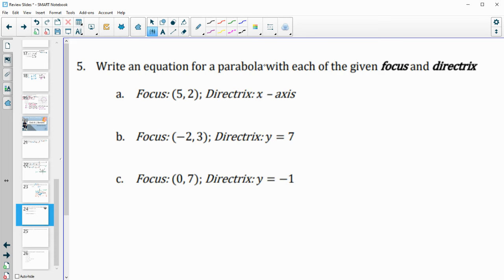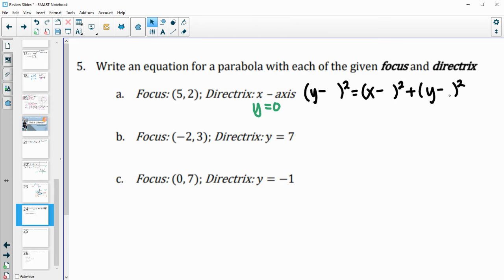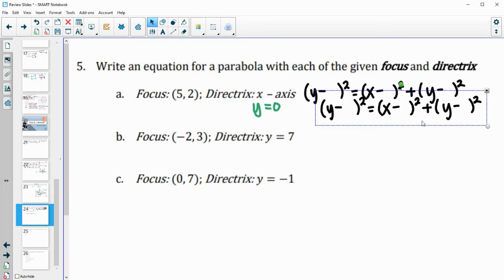Number 5, write the equation for the parabola with each of the given features. So this first one gives us the focus and then says the directrix is the x-axis. Remember, that's saying y equals 0. So we'll do y minus the directrix squared equals x minus the x coordinate squared plus y minus the y coordinate squared. And that's going to happen for each of these. So let me just copy this down here.